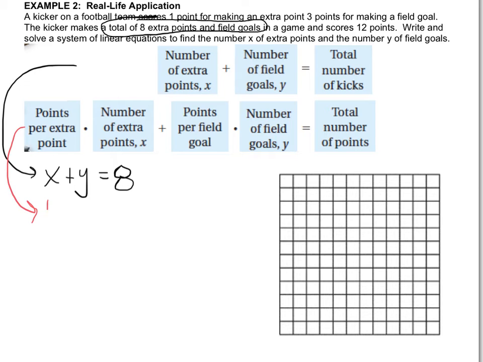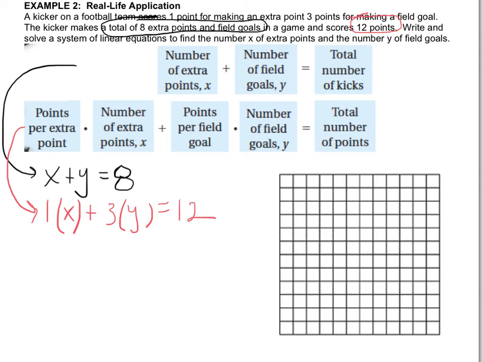It is 1 point times the number of extra points plus 3 points per field goal times the number of field goals, and this time up here we know that we scored 12 points. So this equation has the 12. And then this is our system.